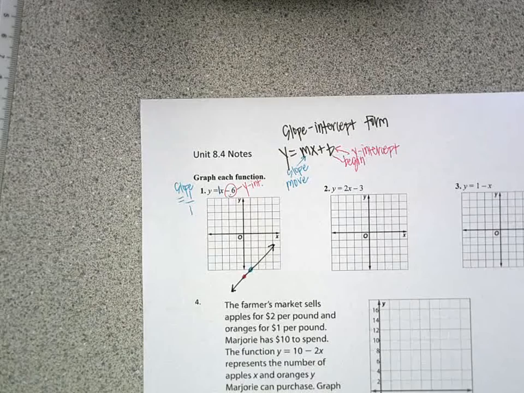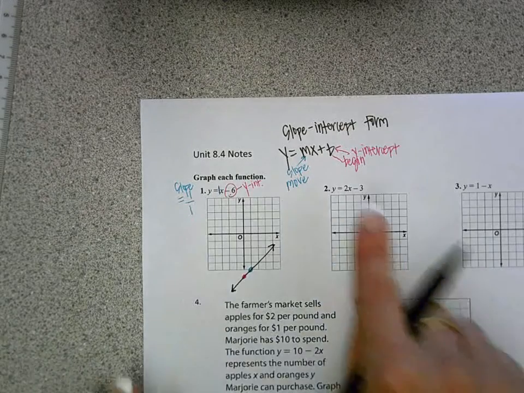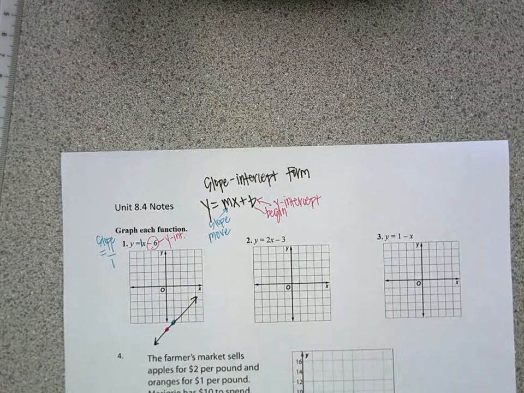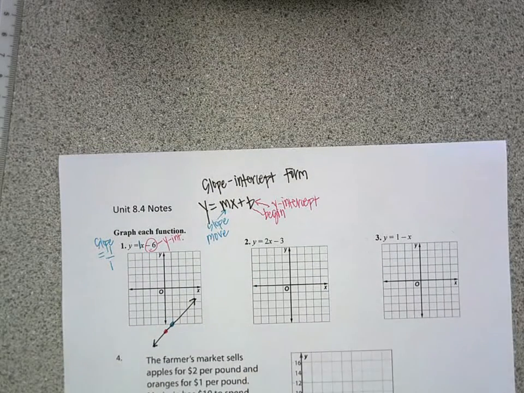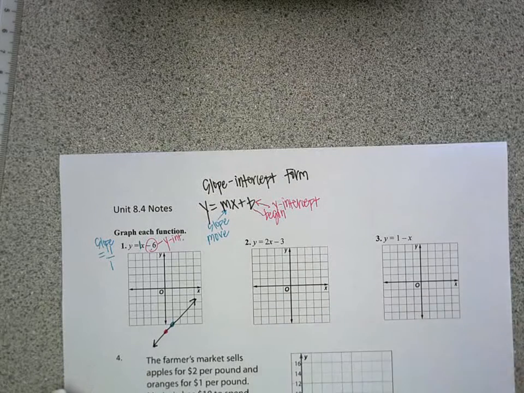So graphing each function, we start from the y-intercept, that's your B. B is where you begin. M is how you move. Okay, so let's try this next one. What is the y-intercept of this line? I want to call on someone. Javier. Why me? Because I picked you. What's the y-intercept of this line?